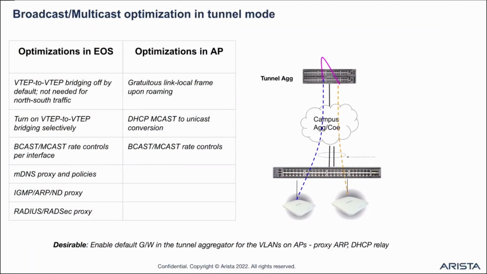There's an mDNS proxy to dictate what VLANs the mDNS clients are on and which are allowed to see the mDNS servers on a different VLAN. We have a proxy for ARP, IGMP, neighbor discovery. So an ARP request that is coming into the tunnel aggregation switch is responded to locally in 99% of the cases. RADSEC proxy: we do not expect you to define thousands of IP addresses into the AAA server. You can choose to define only the tunnel aggregator's IP into the RADIUS server. So those are the optimizations that EOS is providing, and we are actually doing more, right? These are something that are already there.